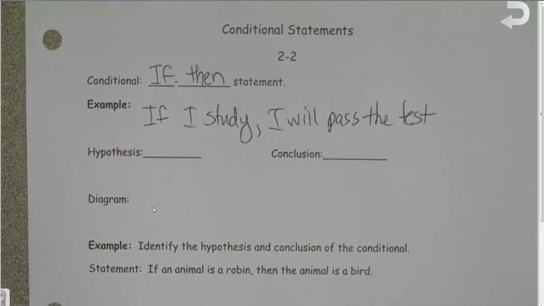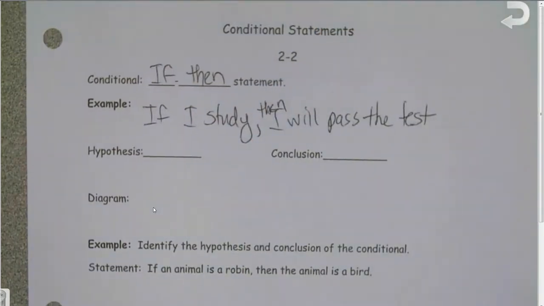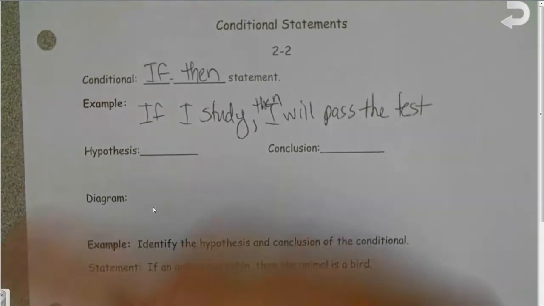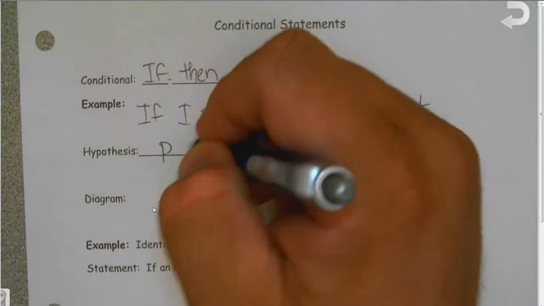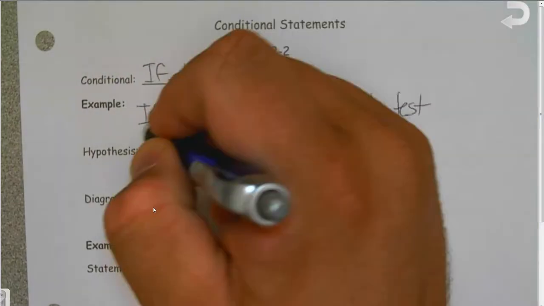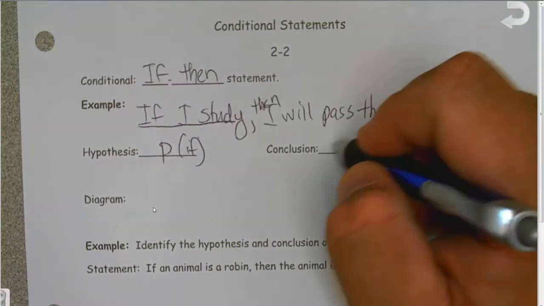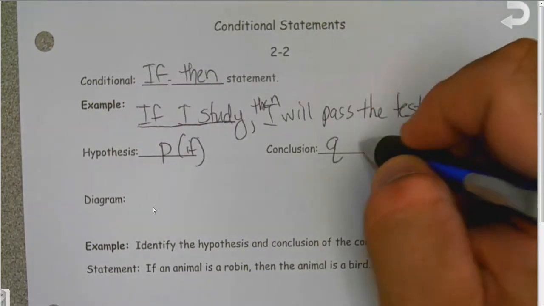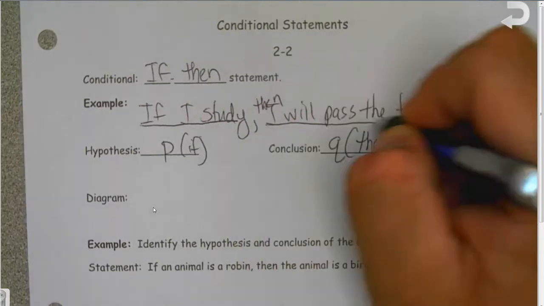If-then statements are written exactly in that order: if, then. They start with a hypothesis and end with a conclusion. The hypothesis is what we call the p-value of the statement, and it is always linked to the word if, and we underline that one time. The conclusion is what we call the q-value of the statement, and it's usually paired with the word then, and we underline that twice.